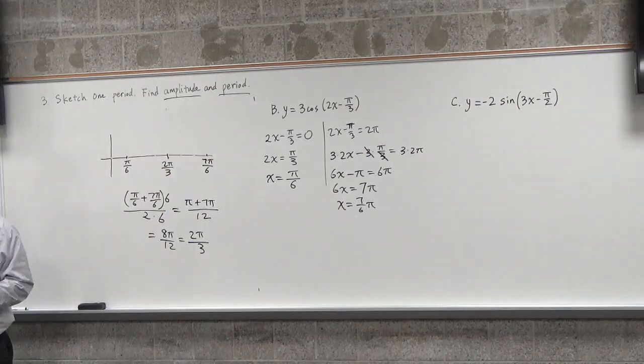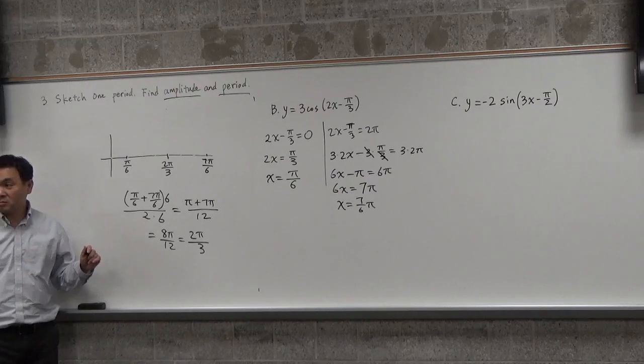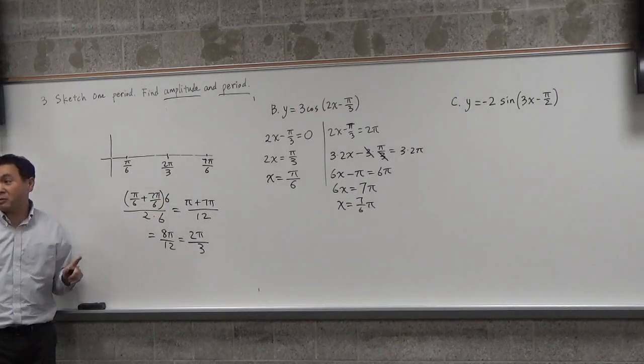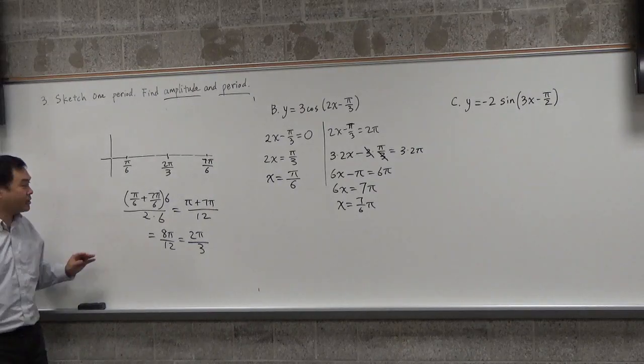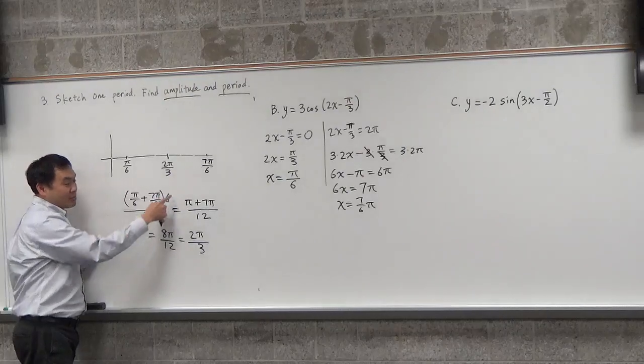Question. Yes? Just to go back, so when you add the pi over 6 plus the 7 pi over 6, as long as you multiply by the denominator, it should always work. As long as this number is exactly the same as this number, it should always work. You can't do 6 and then times 3 here. It has to be exactly the same number.